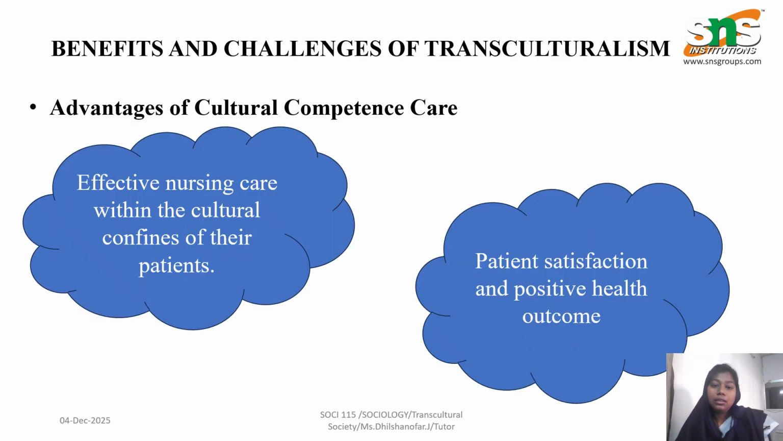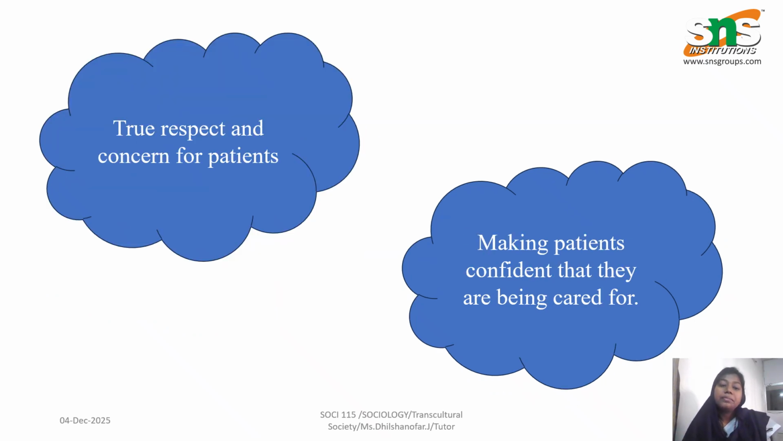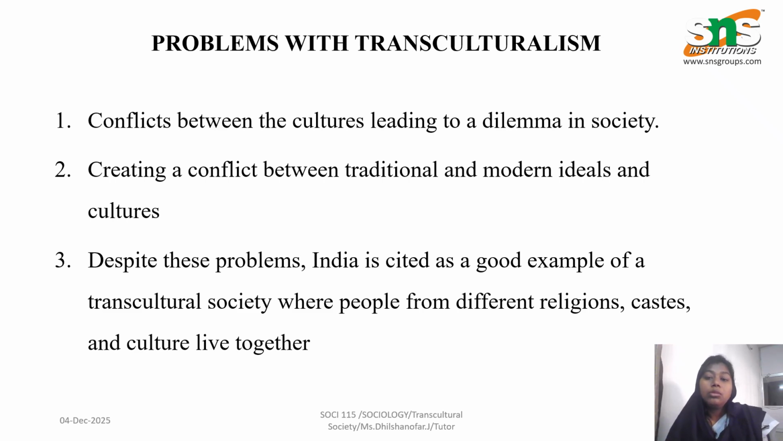And what are the benefits and challenges? So the main advantages: effective nursing care within the cultural convenience of their patients, then patient satisfaction and improved health outcomes, then true respect and concern for the patient, making the patient confident that they are being cared for. So the main problem with transculturalism is conflict between cultural leanings and dilemmas in society. They have their own thoughts and knowledge about their cultural beliefs, so it should not lead to a conflict between the patient and the nurse.